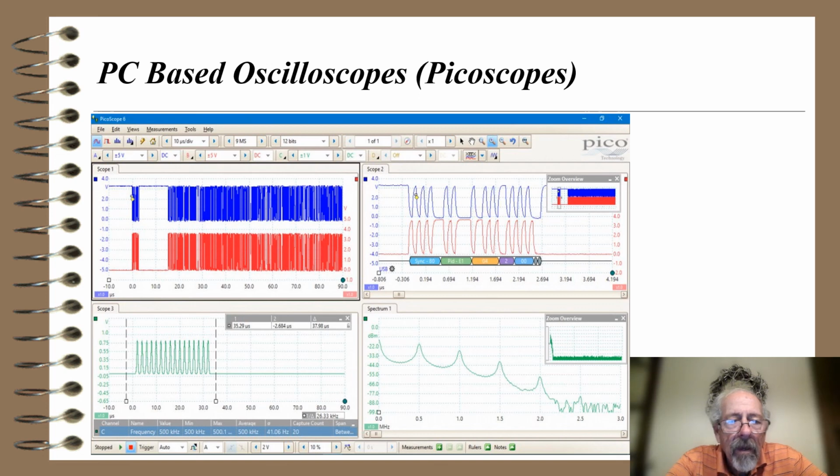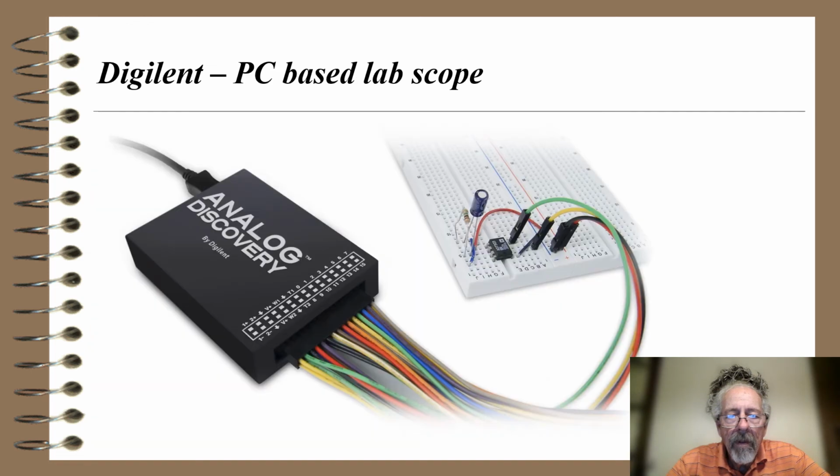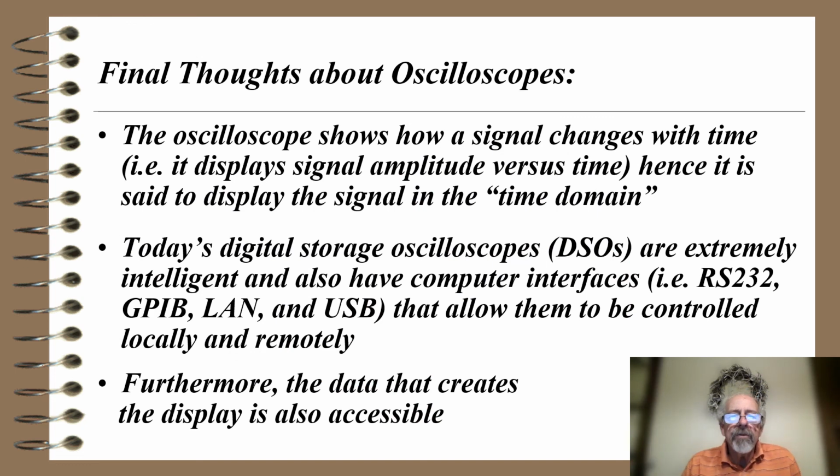Numerous windows. We can see the waveforms displayed by time, and in the bottom right-hand corner we have a spectrum analyzer display of some repetitious waveform. And we also have Digilent, for instance, from Analog Devices. There's an Analog Discovery device which uses your PC, and it's a PC-based lab scope. So you can look at the output of a small circuit like the one shown here on a breadboard. Some final thoughts about oscilloscopes.